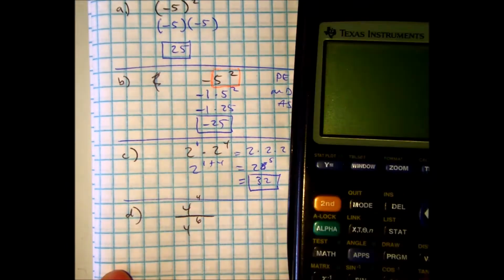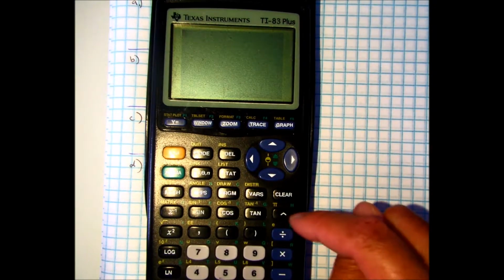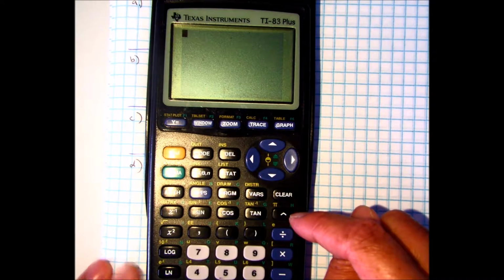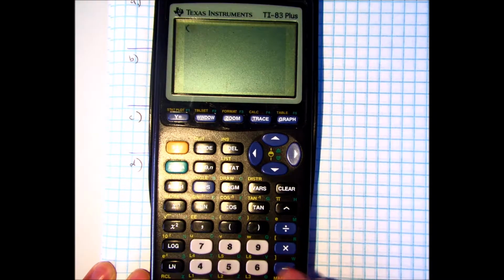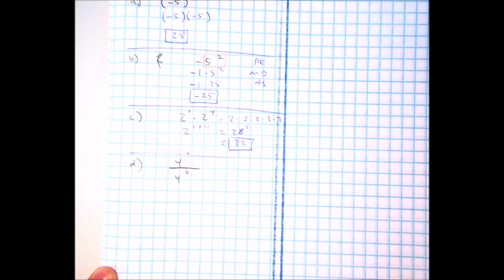Remember in your calculator, if you're using the exponents, everyone say caret. This is the exponent button. So you could do something like, I don't know, -5 squared. Put the caret there, press enter, and that'll tell you it's positive 25.